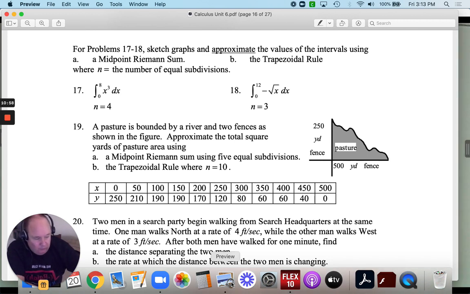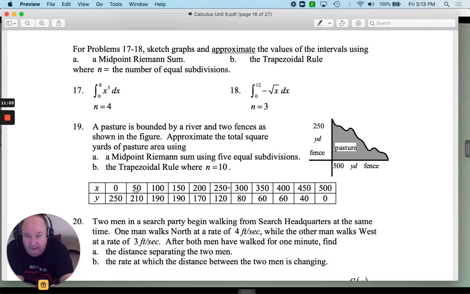And the trapezoidal rule is 1/2 times 50. And then every 50 is a height. So I got to go all the way across. It's super long. And make sure you double. So the first one, 250. But then you double 210. Then you double 190. And then you double 190. And then you double 170, you double 120, you double 80, you double 60, you double 60, and you double 40, and then the last one, 0.